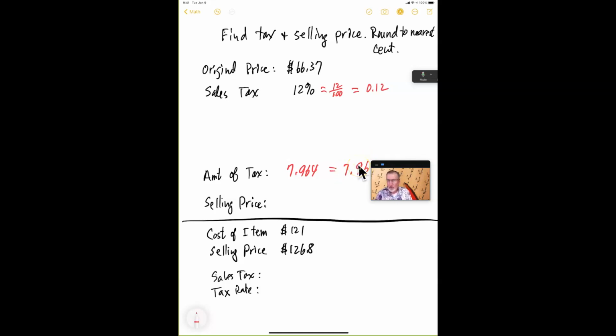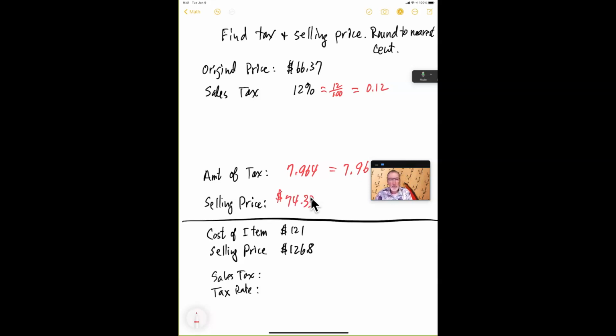And then if you're using the GED calculator, you can just hit the plus sign and add that to your 66.37, the original price, and that will give you the selling price, which is $74.33.